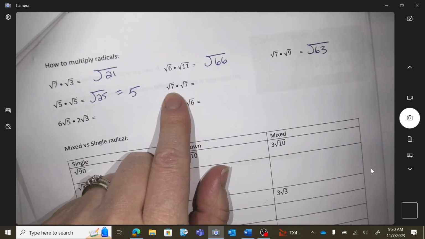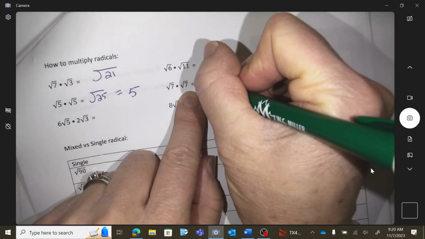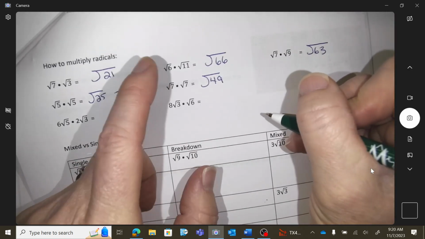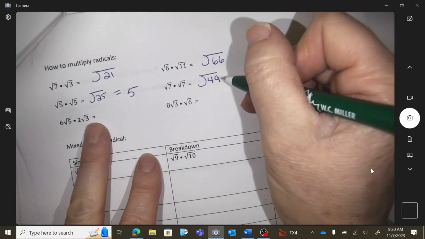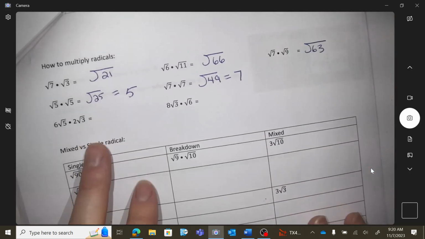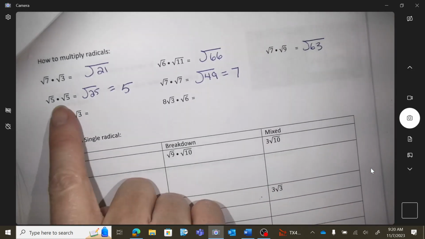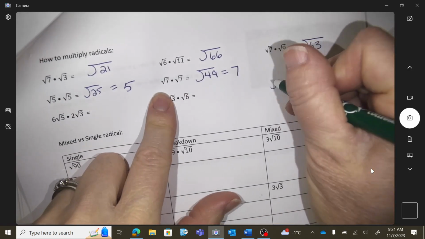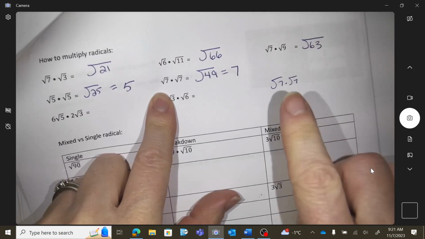So this one, square root of 7, square root of 7, totals to be the square root of 49. But wait, I recognize that, which is just 7. So can you see what happens? Does that make sense?